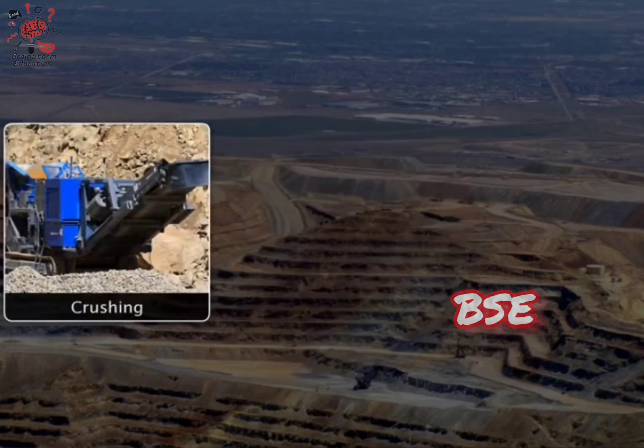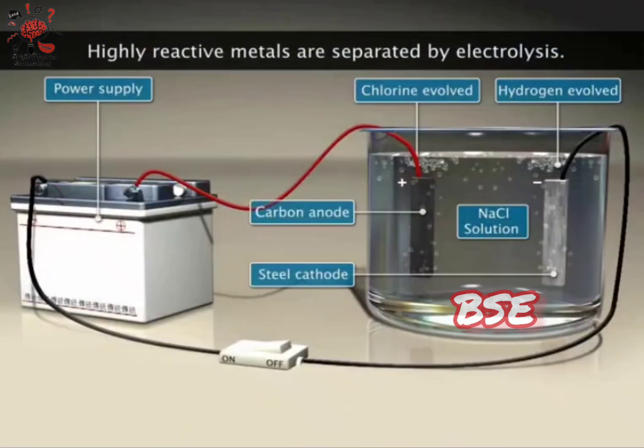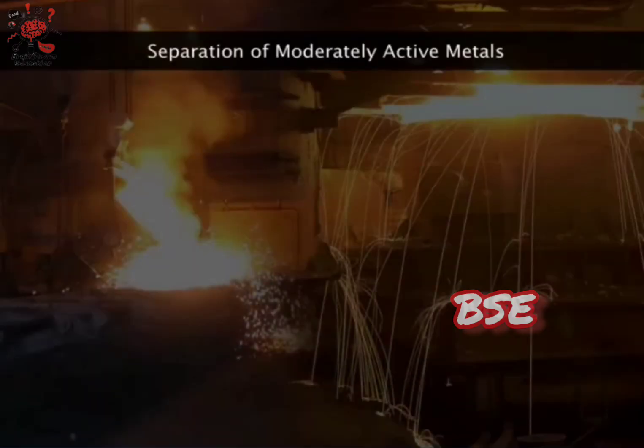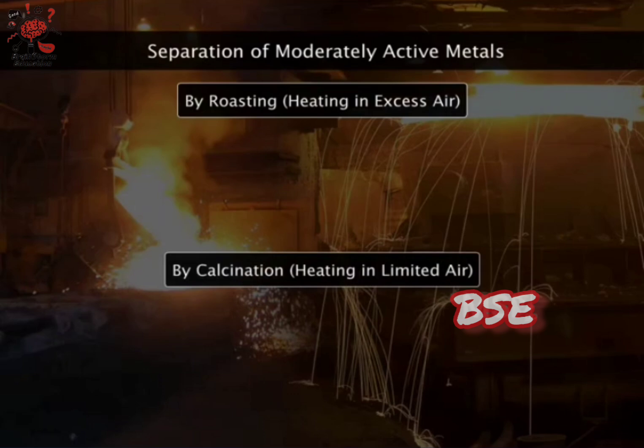Ores are initially crushed, powdered, washed and concentrated by removing the gangue or dust by a suitable method such as washing, froth flotation, gravity separation, magnetic separation, etc. After ore dressing, different techniques are adopted based on reactivity. Highly reactive metals are separated by electrolysis of the salt solution of the metal. Moderately reactive metals are separated by roasting or calcination, followed by reduction.